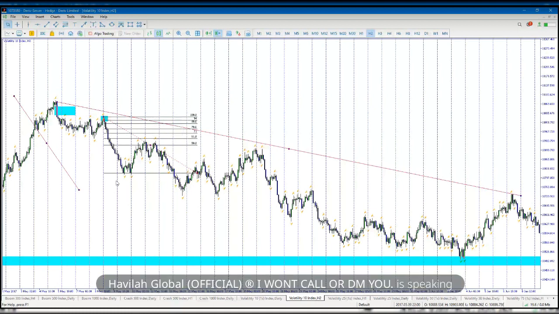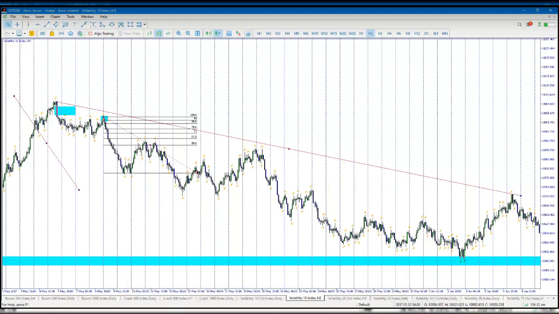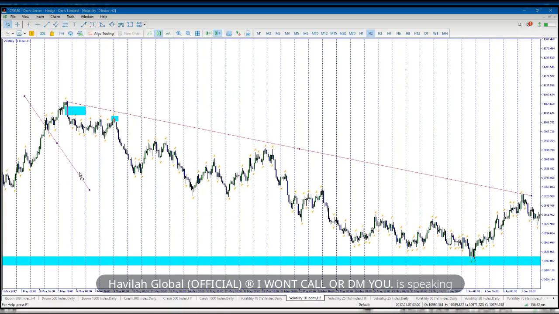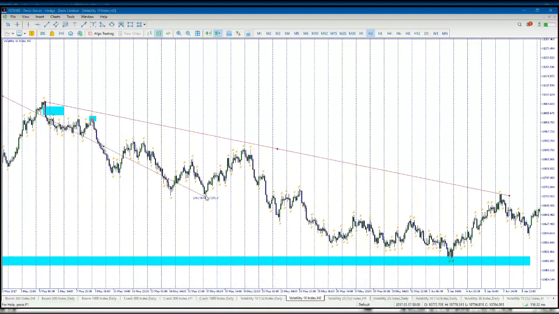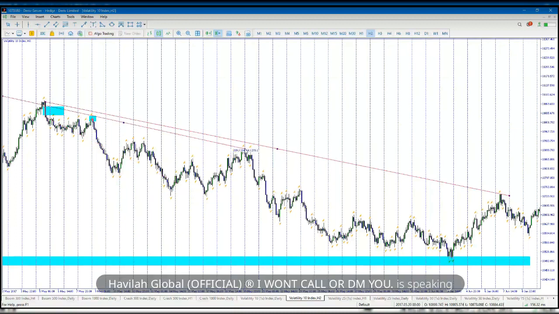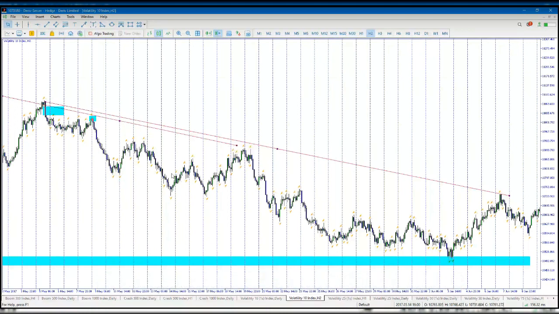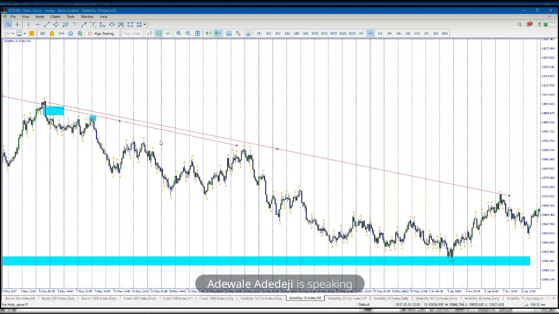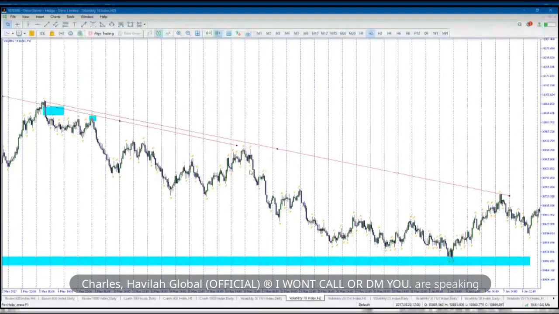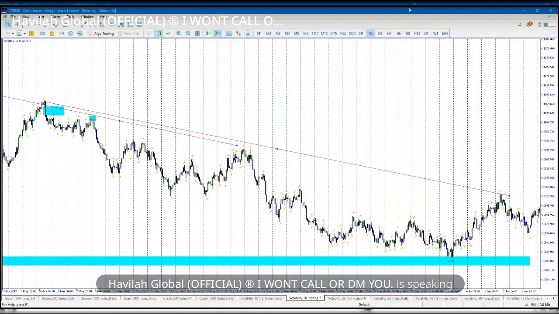So price came down, created a low, created a high, created a low again, created a high, created a low. So what happened here? You see the foul play that happened here. Can someone tell me what happened here? They came back to mitigate the play there. Now, you know this is an internal break of structure.